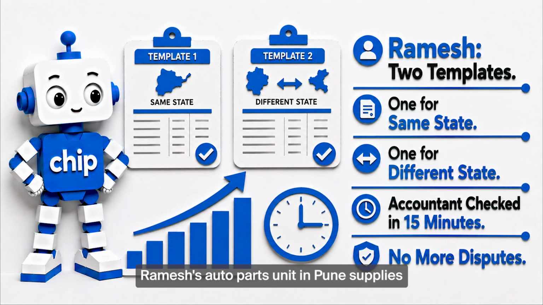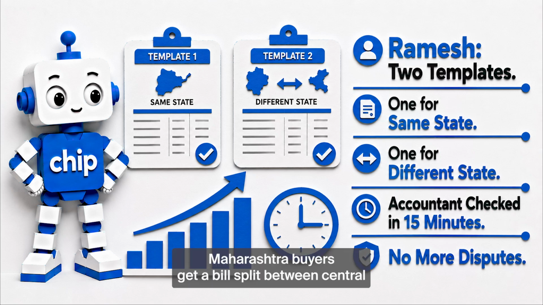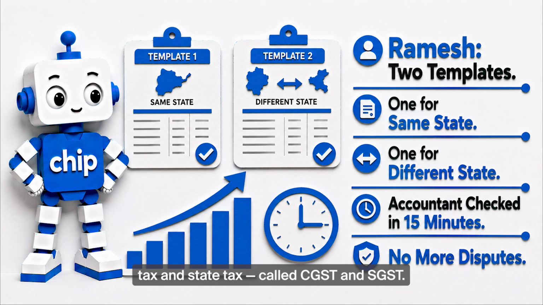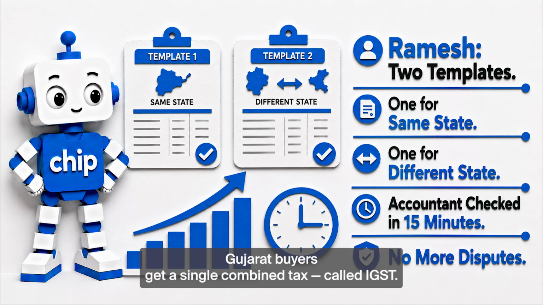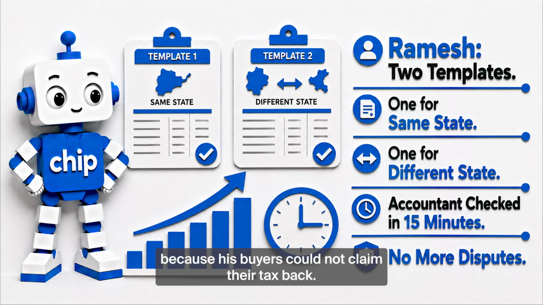Ramesh's Auto Parts Unit in Pune supplies both buyers in Maharashtra and buyers in Gujarat. Maharashtra buyers get a bill split between central tax and state tax called CGST and SGST. Gujarat buyers get a single combined tax called IGST. His old template had no product code and was mixing up the two types of tax, causing 3 tax disputes in 6 months because his buyers could not claim their tax back.